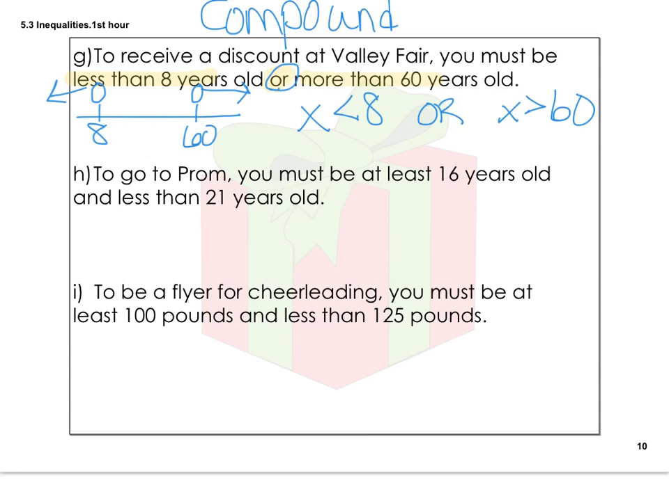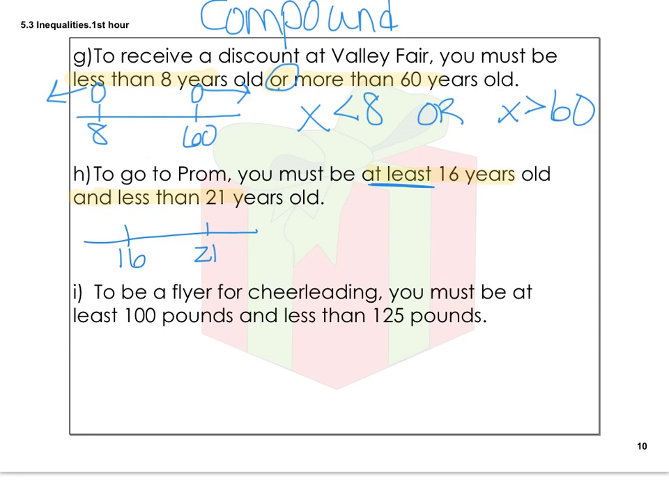On example H, again, I don't know how Prior Lake does this. I know that my old school at the high school had rules kind of similar to this, but to go to prom, which normally is a junior-senior thing, you must be at least 16 years old and less than 21 years old. So again, write down what's highlighted. And this one has two numbers on it, so I would really recommend starting a graph with this one. 16 and 21 are the two numbers that are given.